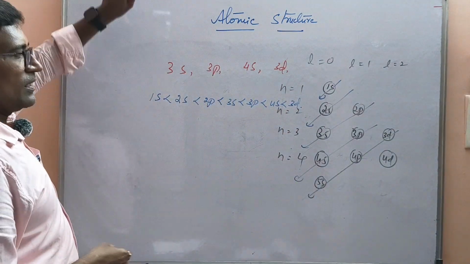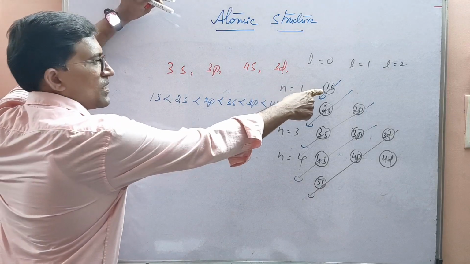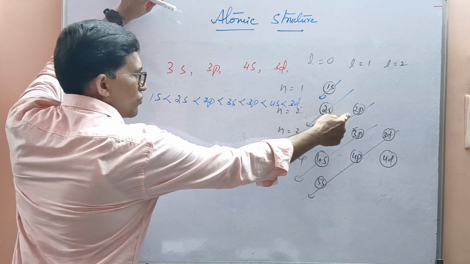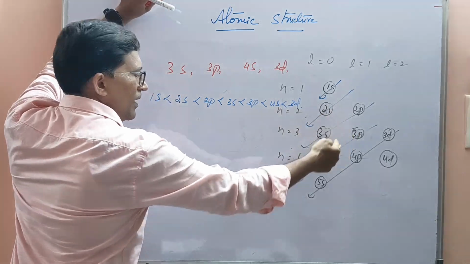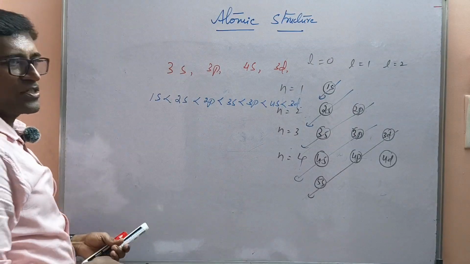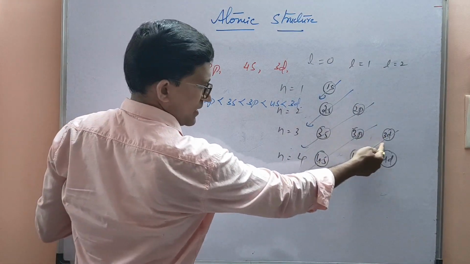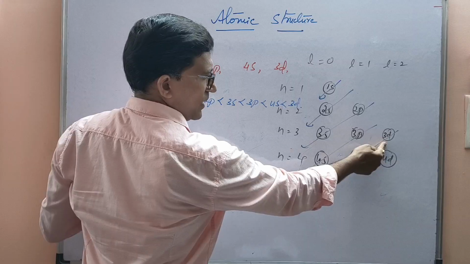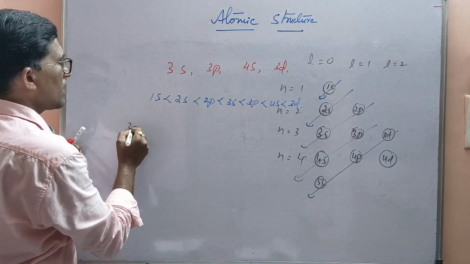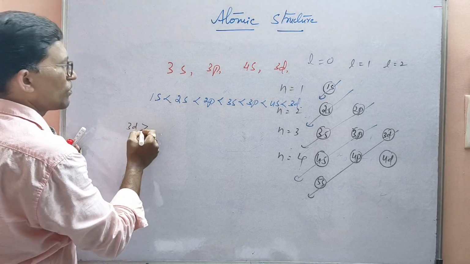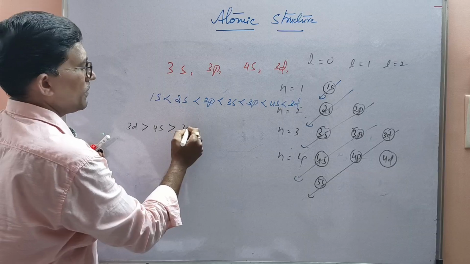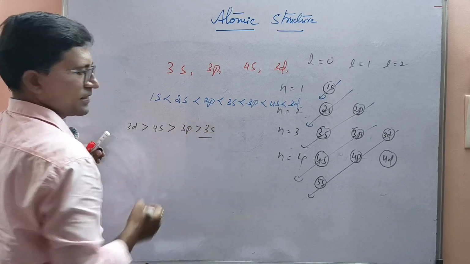Among all these orbitals, which has the least energy? 1s. Next more energy is 2s, next 2p, next 3s, next more is 3p, next more is 4s, next more is 3d. Among all these orbitals, the highest energy: here, after 4s, 3d was filled last. So the highest energy is for which orbital? 3d orbital. 3d has more energy. Energy of 3d is more than 4s, 4s is more than 3p, 3p is more than 3s.